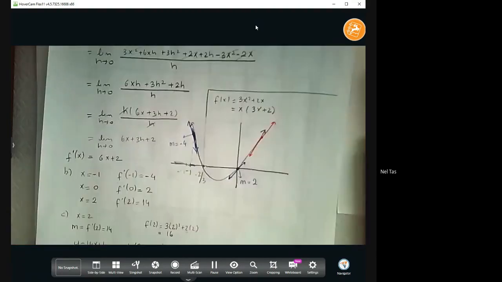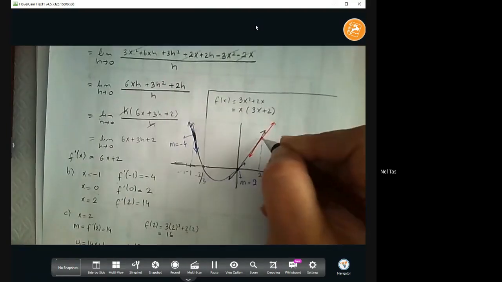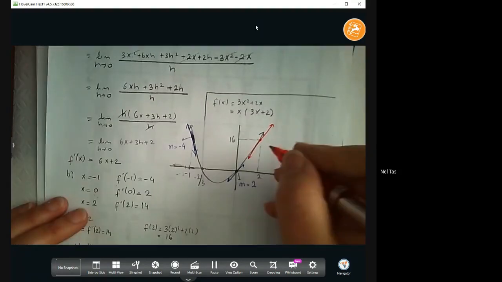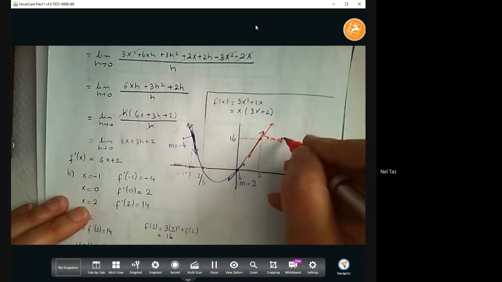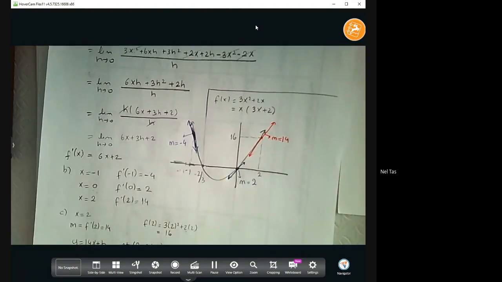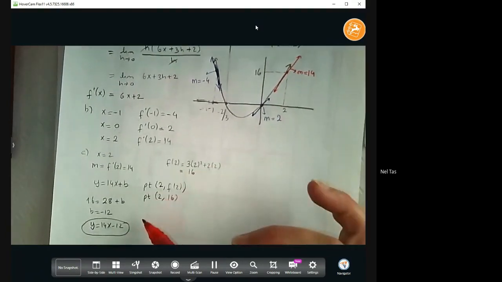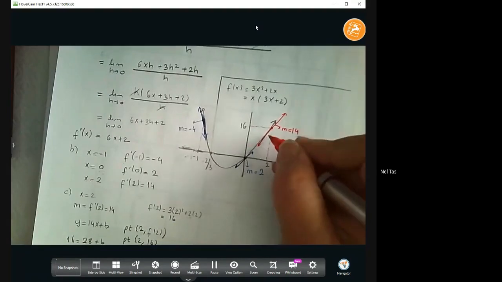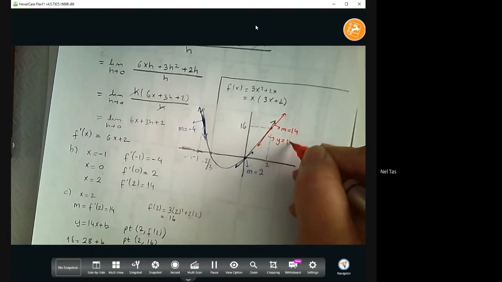Okay, so let's say the x coordinate is 2. We got y coordinate being 16. So the slope of this tangent is 14. As a matter of fact, we also found the equation of that tangent. We said it is 14x minus 12, right? So the equation of that tangent is y equals 14x minus 12.